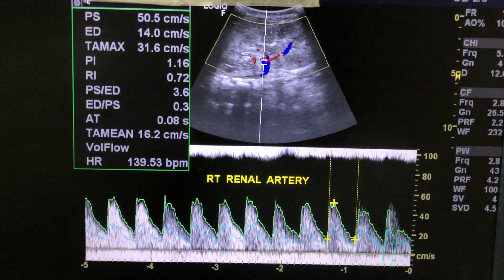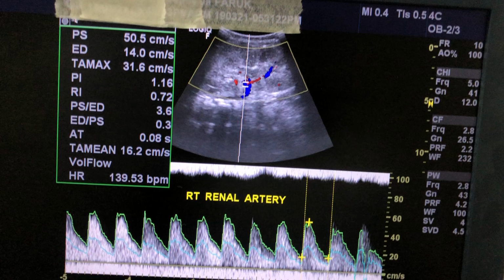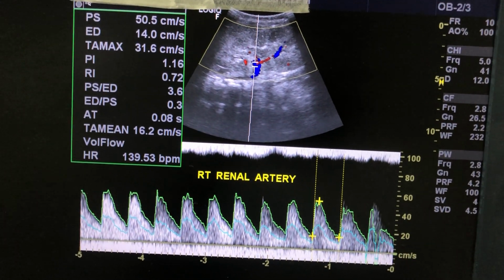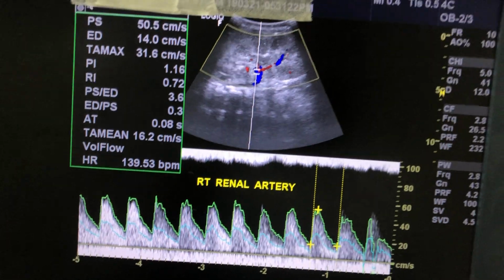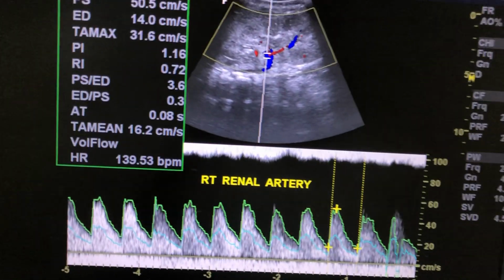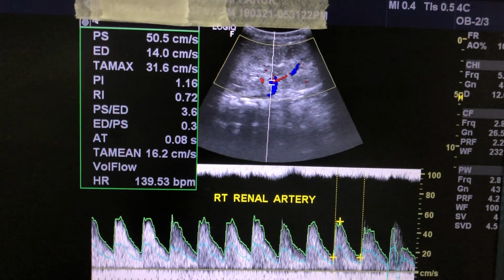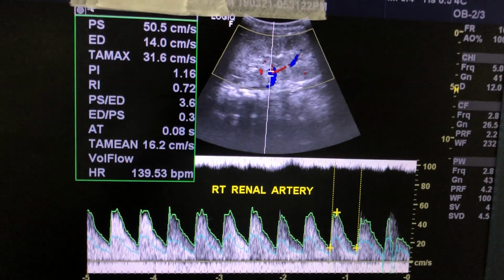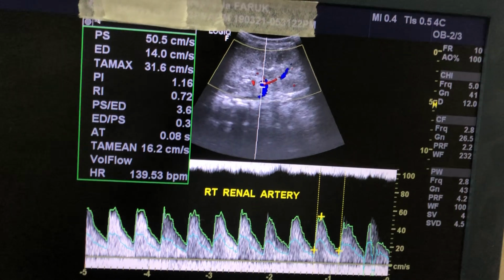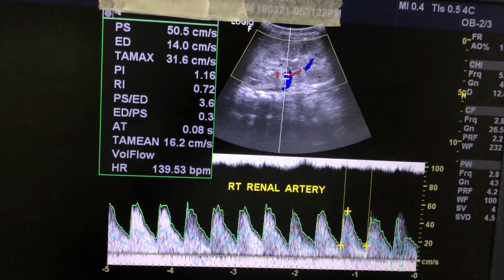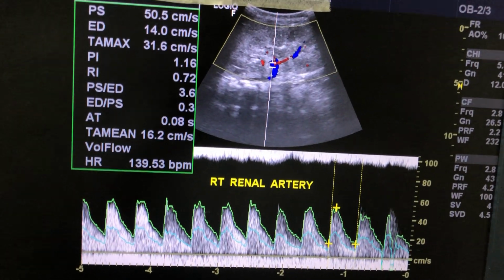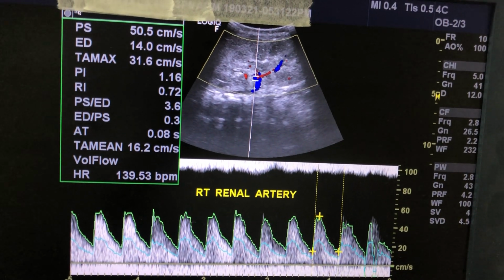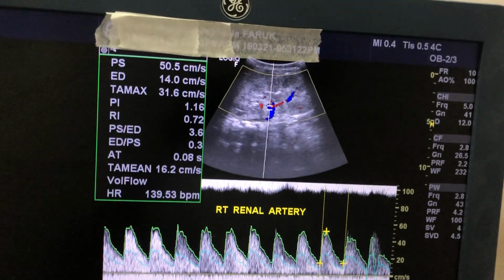This is a case of a 6 month male child in which the bilateral kidneys were diffusely enlarged and edematous with complete loss of corticomedullary differentiation. Kidneys were measuring around 8 or 9 centimeter in long axis and 4.5 centimeter in AP view.